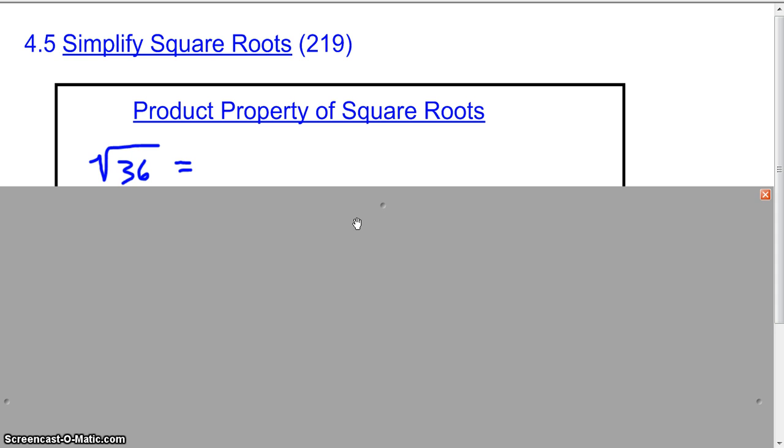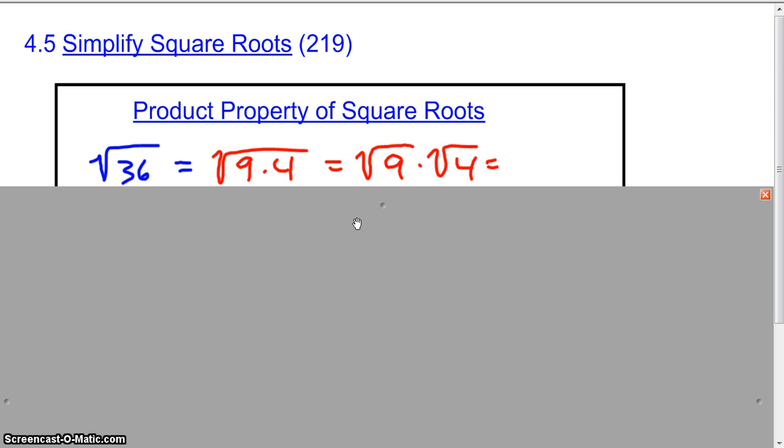Hannah. 9. 9 times what? 4. 9 times 4. Good. So we could write the square root of 36 as the square root of 9 times 4. Okay? And then watch this. We can actually pull this apart and say we have the square root of 9 times the square root of 4.